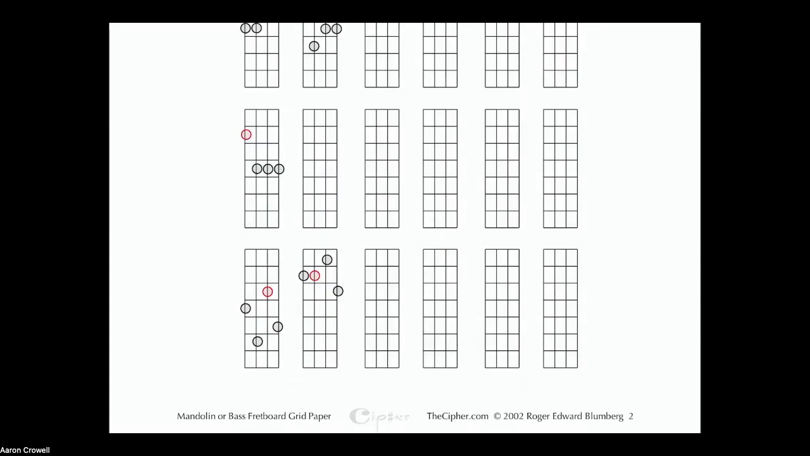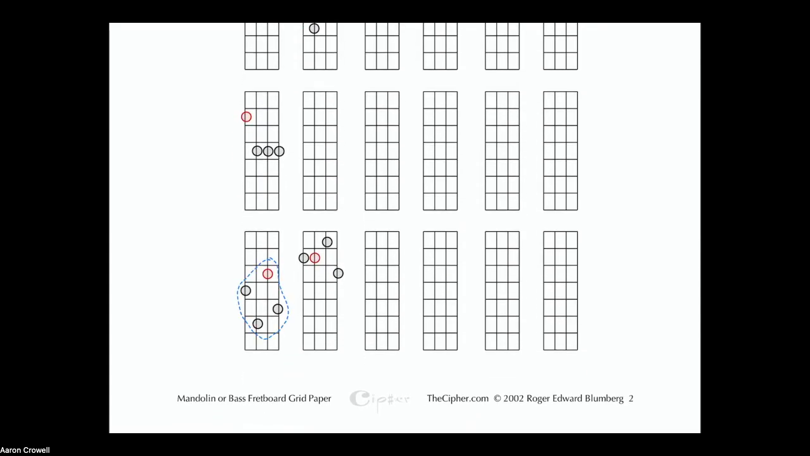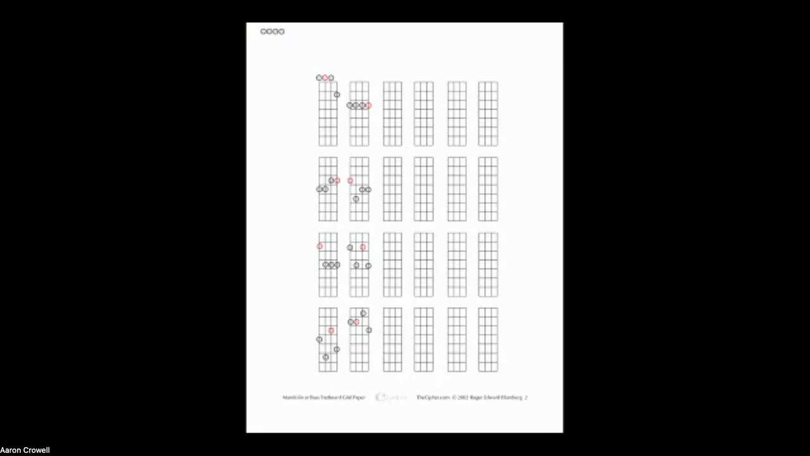And last but not least, I'm going to be taking this shape, placing it here, pretending that the root is on the 8th fret, and we're going to flat 3 and 7, right? And that makes this shape. So now we have our 4 shapes of minor 7.